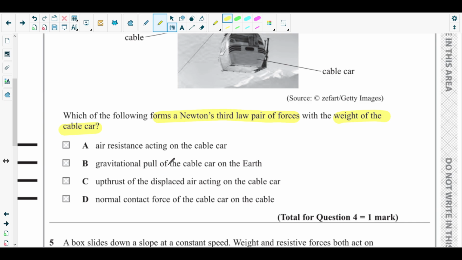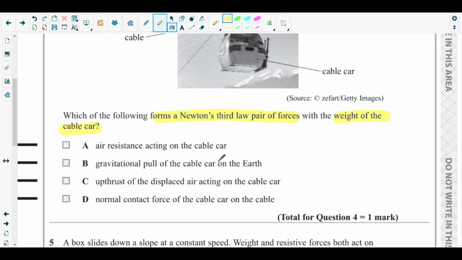B, gravitational pull of the cable car on the earth. The weight of the cable car is basically the pulling force from the earth to the cable car. This is weight. Weight is the force by which the earth is pulling the cable car towards its center, right? So this is the action force. Therefore, the reaction force would be what? The cable car will attract the earth towards itself.